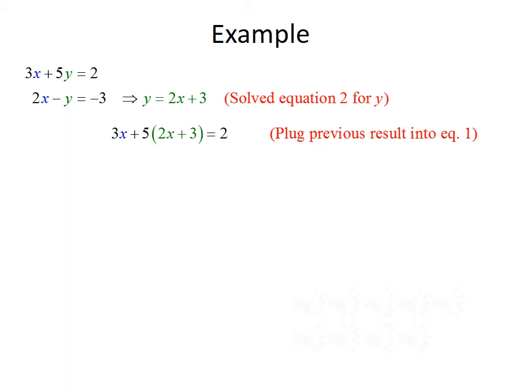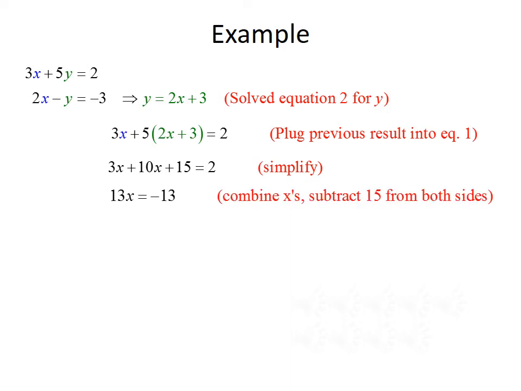That will give us 3x plus 5 times (2x plus 3) equals 2. We can distribute the 5 to give us 3x plus 10x plus 15 equals 2. 3x plus 10x will give us 13x.